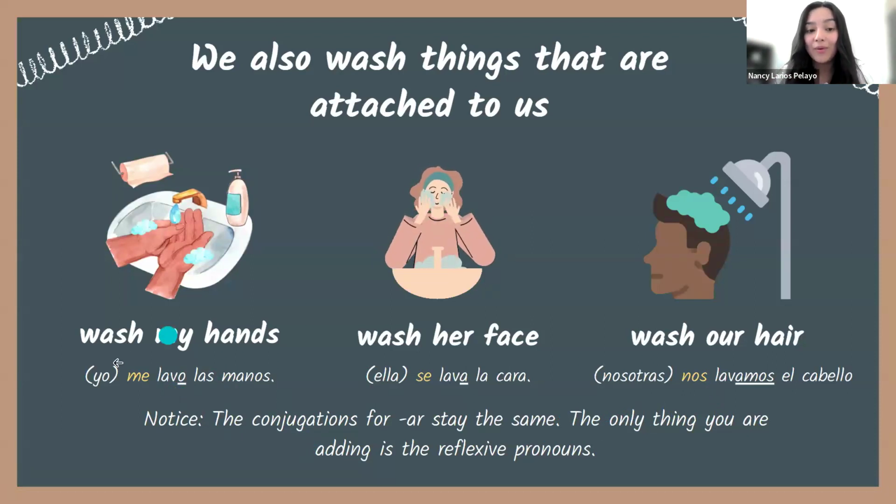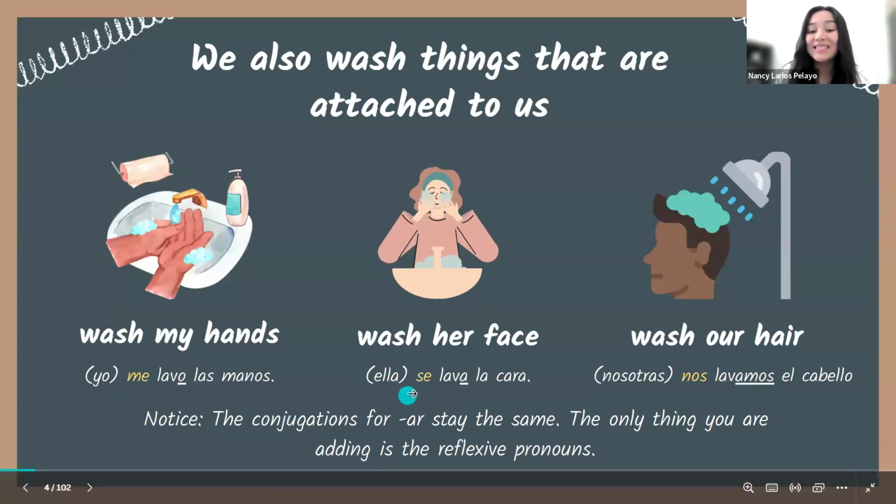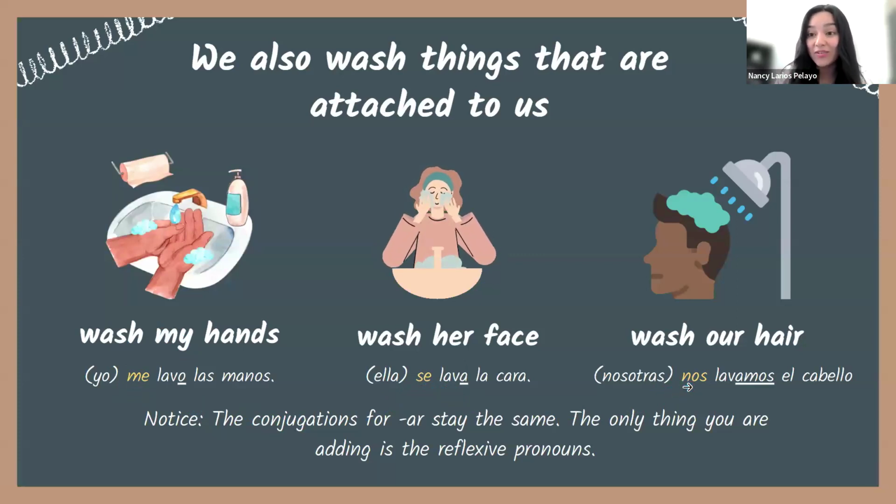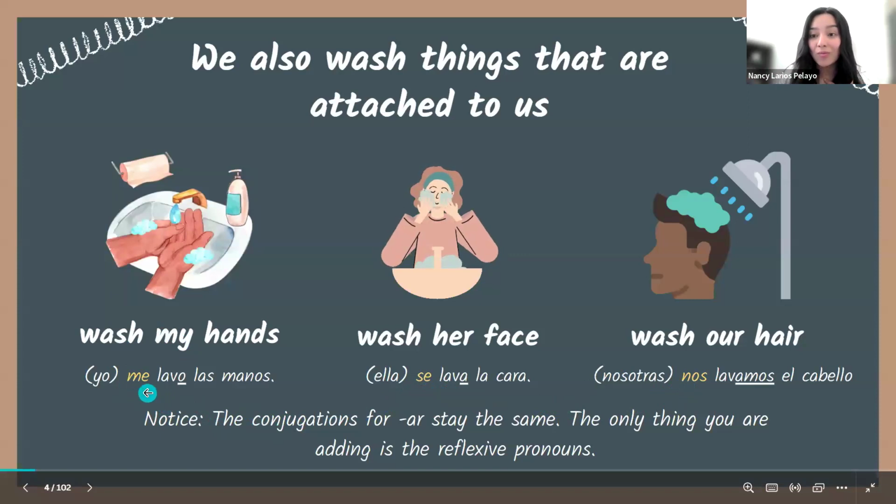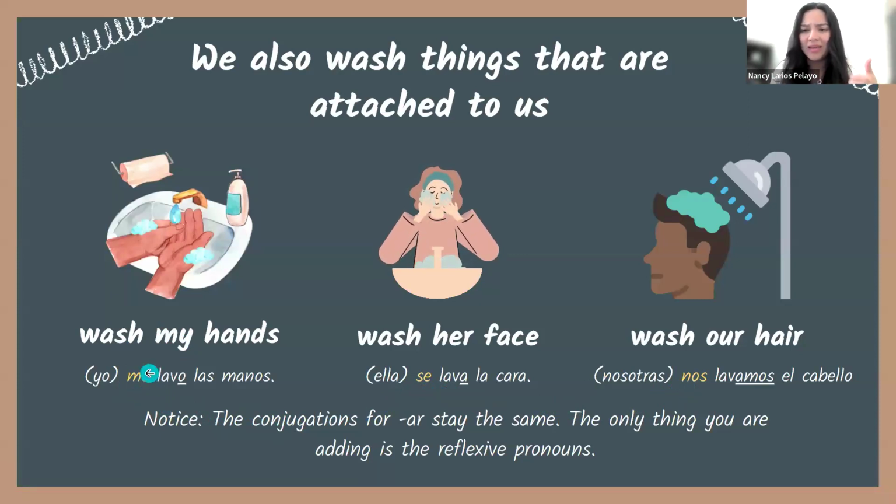However, right, we have the reflexive pronouns. So these are called reflexive pronouns. Me lavo las manos. Se lava la cara. Nos lavamos el cabello. And so these reflexive pronouns tell us who's doing the actions to themselves, right? So me, right? Like we've seen in me gusta, me llamo. Me is usually for ourselves, right? Me lavo las manos. I wash my hands.